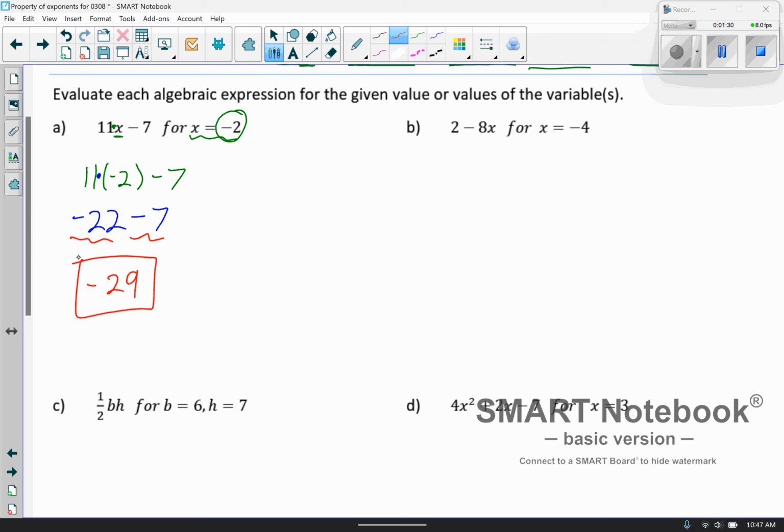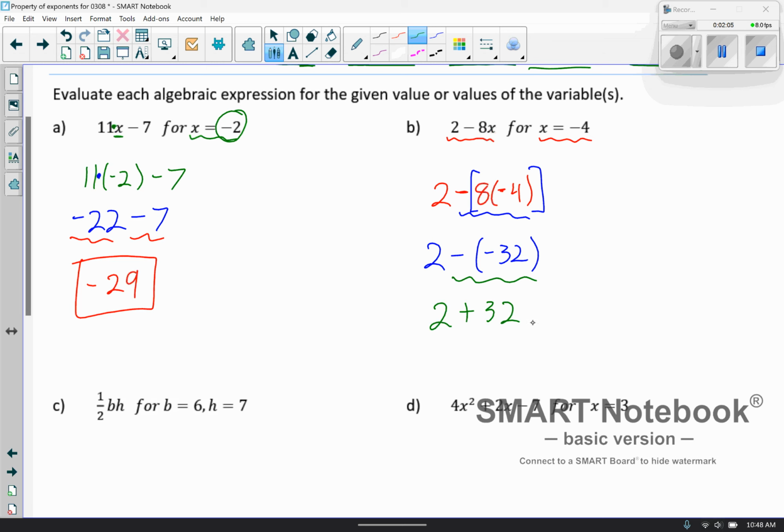Okay, part B, pretty similar. This time my expression is 2 minus 8 times x. This time x is going to be a negative 4. So we're going to end up with 2 minus 8 times a negative 4 right here. I'm just going to focus on the multiplication here first. So 8 times a negative 4 would give us a negative 32. And then if you remember our rules with subtracting a negative, that will actually become addition right here. So this is going to become 2 plus 32, which then gives us a total of 34.